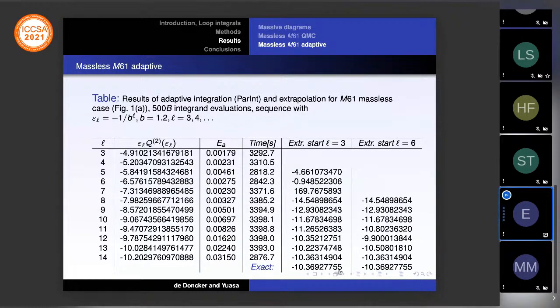And then here is the same example, but done with the adaptive method. So the times are larger, but there are 2 extrapolations that are given in the last 2 columns. And especially, the accuracy is better than with the lattice rules.